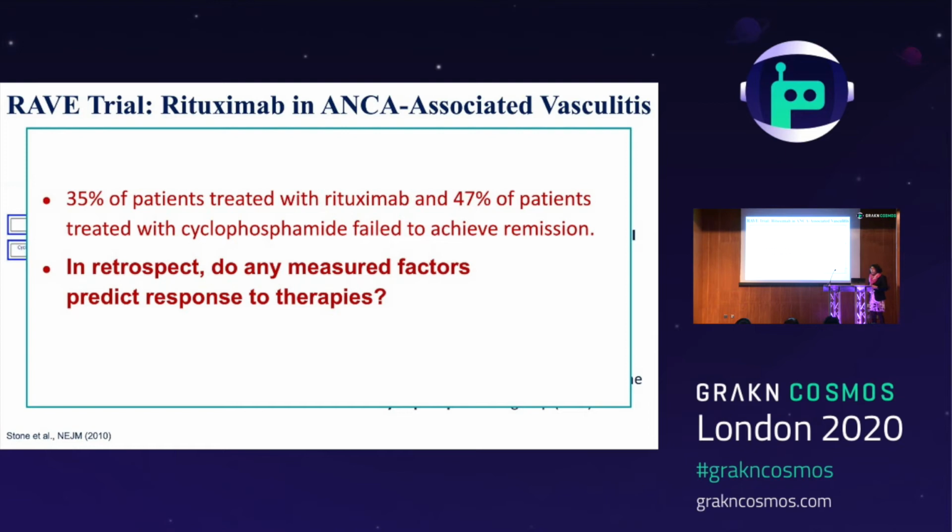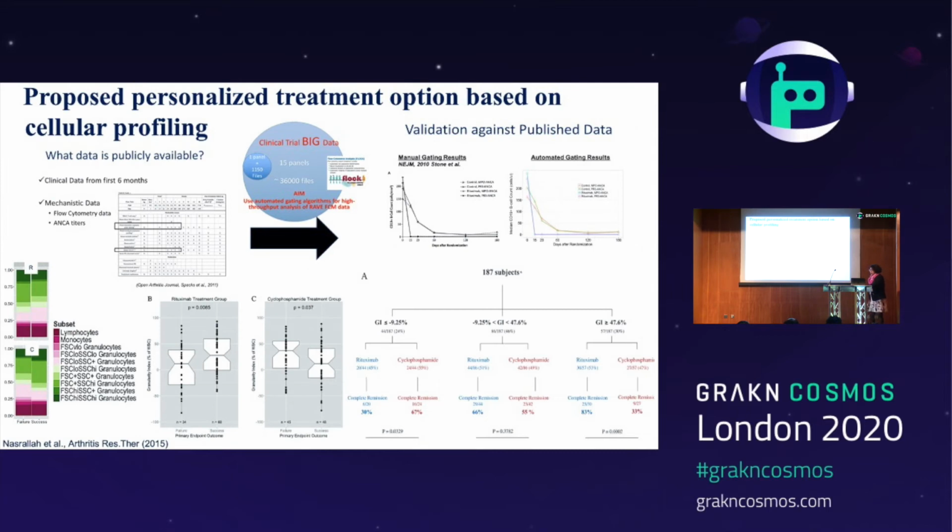When we read the paper, we saw that some of the data got shared through ImmPort, so that was good. And then we read that 35 of the patients treated with rituximab and 47 of those treated with cyclophosphamide failed to achieve remission. So the question we asked is, in retrospect, can we measure any factors which might predict the response to therapies? I'll just walk you through how we do this kind of secondary analysis.